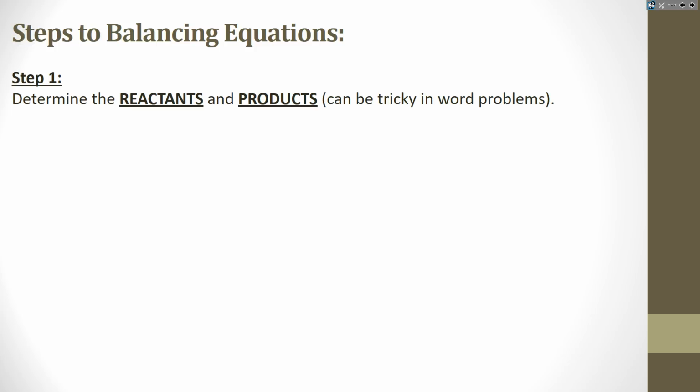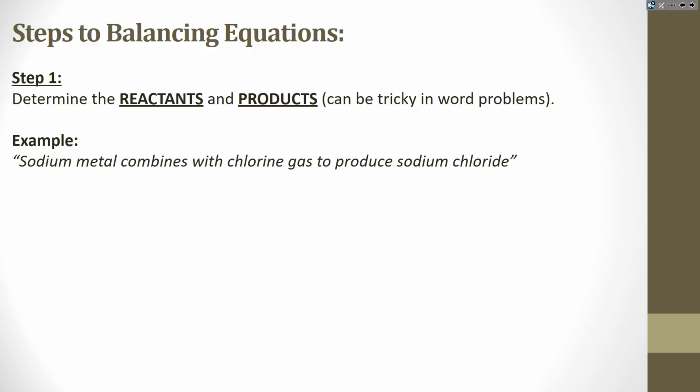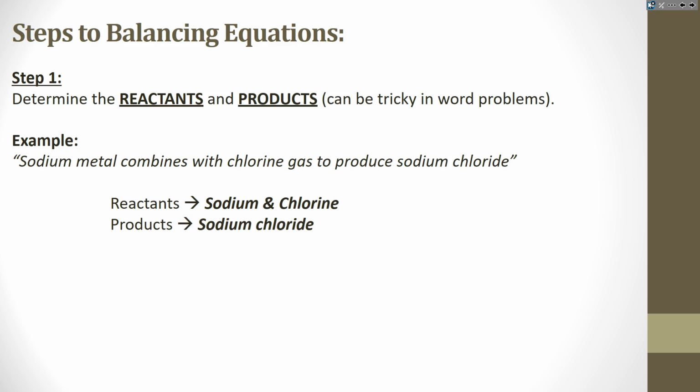Determine the reactants and products. Sometimes the word problems can make this a little bit tricky. So if we're talking about this example, sodium metal combines with chlorine gas to produce sodium chloride. In this phrase, sodium metal is combining with chlorine gas. So those two things are what are reacting, and they're producing sodium chloride, which is our product. So here are our reactants, and here are our products.